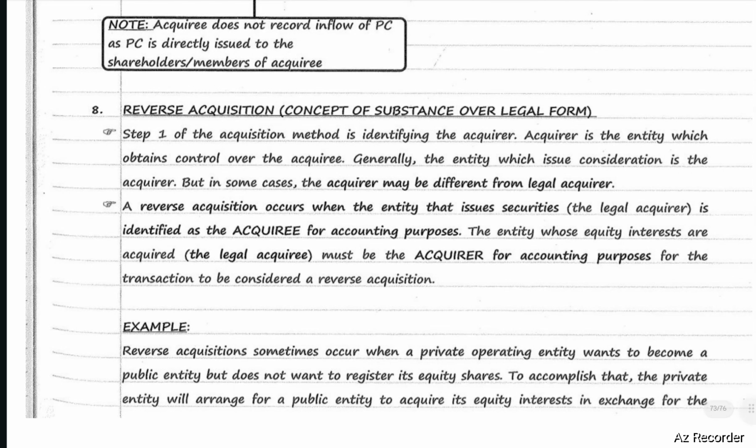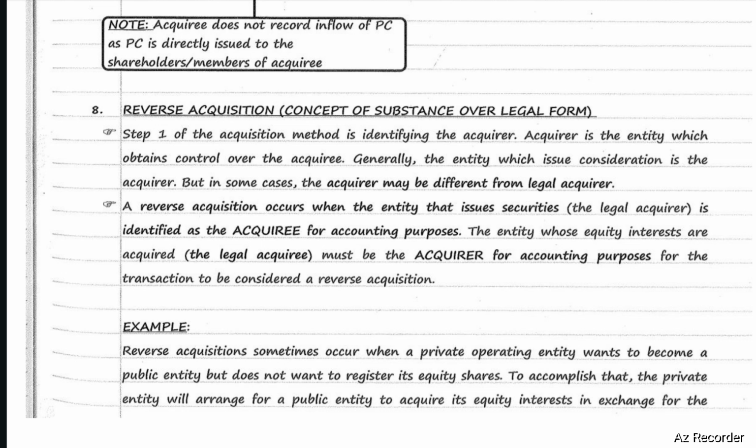The step 1 of the acquisition method or purchase method is identifying the acquirer. Acquirer is the entity which obtains control over the acquiree. Generally, the entity which issues consideration is the acquirer, but in some cases, the acquirer may be different from legal acquirer. A reverse acquisition occurs when the entity that issues securities, that is legal acquirer, is identified as the acquiree for accounting purpose. The entity whose equity interests are acquired, that is legal acquiree, must be the acquirer for accounting purpose for the transaction to be considered as reverse acquisition.